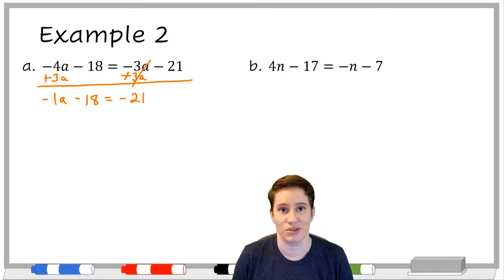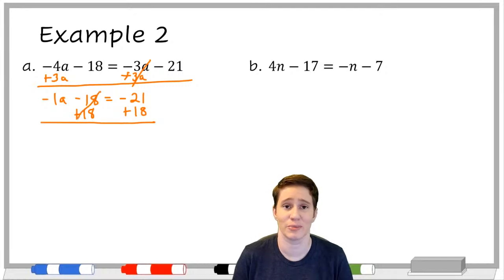It might help you to write the negative 1 instead of just negative A, but it's up to you. Then I'm going to take this negative 18 and I'm going to add 18 to both sides. If you haven't already noticed by now, this is fairly repetitive. We're doing kind of the same thing every single time. I hope you notice it soon.